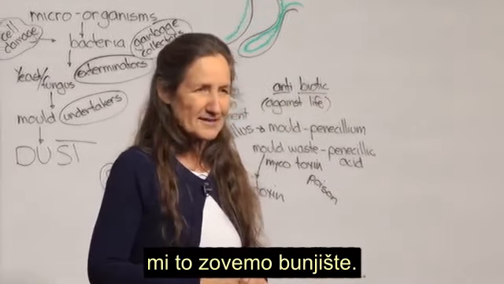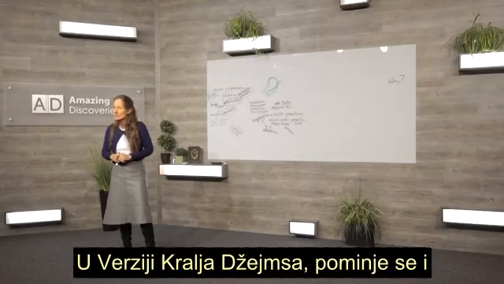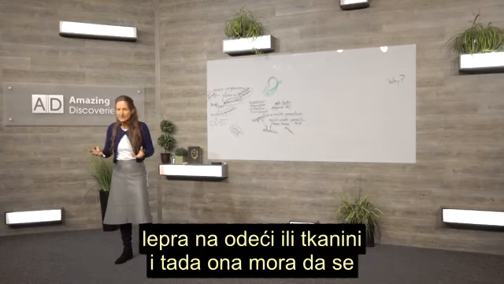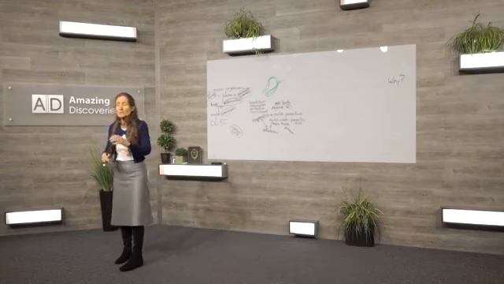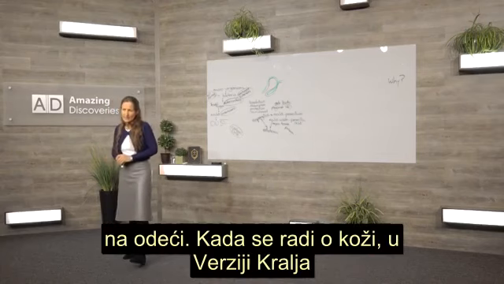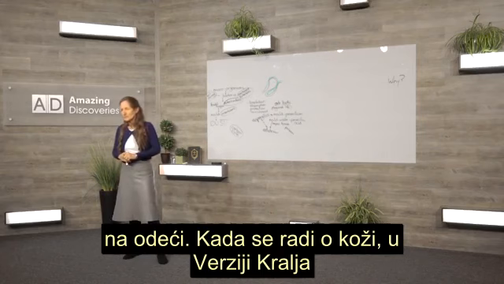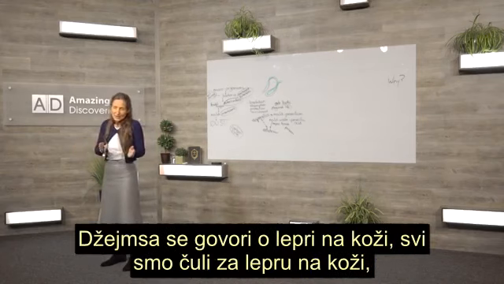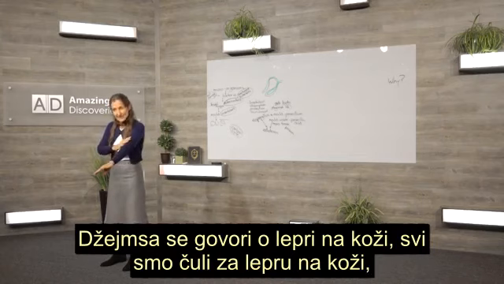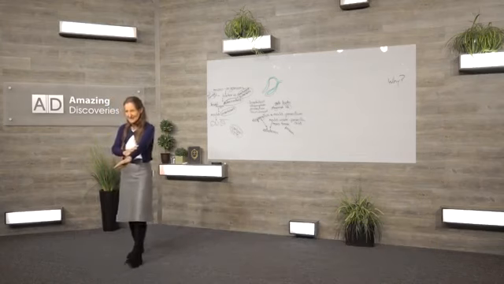This is fairly serious. The King James Version also talks about leprosy on the clothes. If there's any leprosy on any fabric, it has to be burned. And again, the New International calls it mildew on the clothes. When it's talking about skin, the King James Version talks about leprosy on the skin. I think we've all heard of leprosy on the skin.